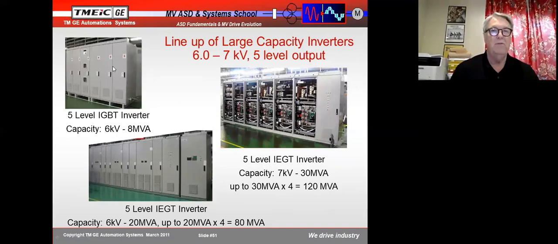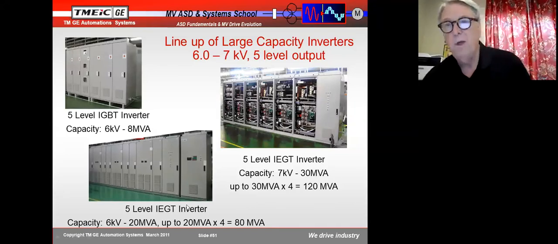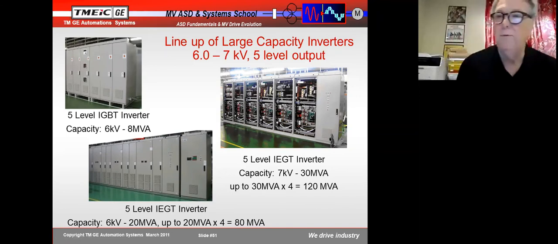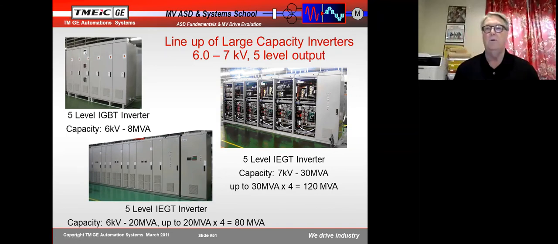This is a 5-level IGBT. You get 8 MVA. Think of an MVA as 1,000 horsepower. That's approximately right. Here's that 5-level IEGT that I talked to you about that comes in 20 MVA models. And here's a 5-level IEGT inverter that comes in 30 MVA. And so by paralleling 4 of them, you could get 120 MVA, and that would give you better than 120,000 horsepower.